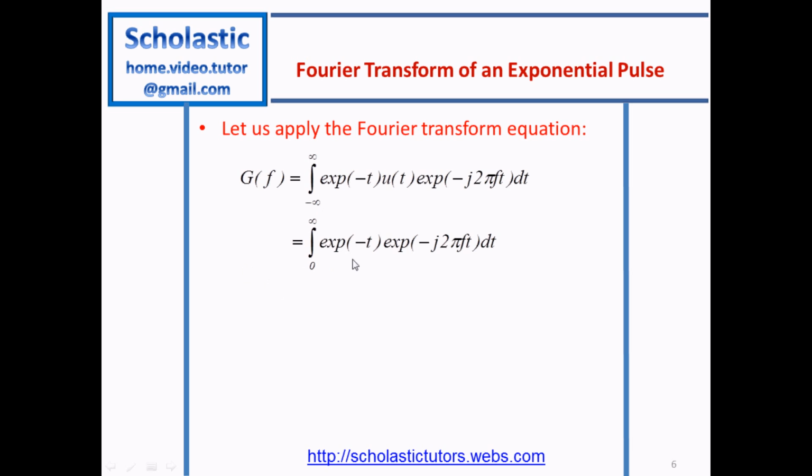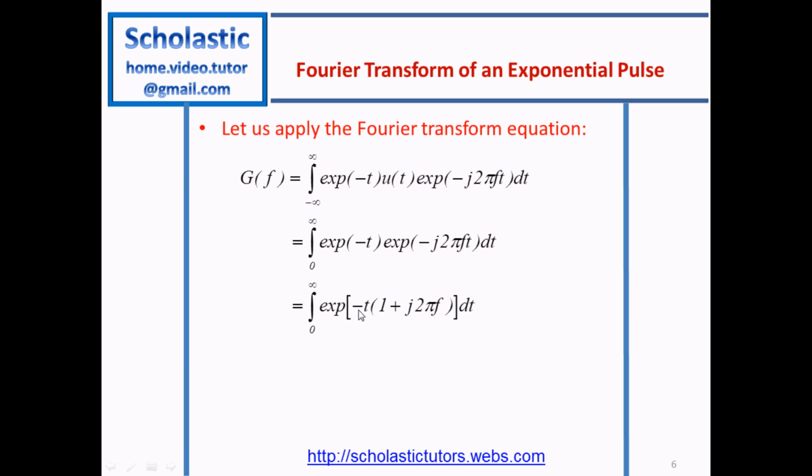So basically, instead of u(t) being here, you remove u(t) and change the integration limits from minus infinity to plus infinity into 0 to infinity, because below 0 the value of the function u(t) is 0, therefore the whole function becomes 0. So remove u(t), change the limits from 0 to infinity: exponential minus t times exponential minus j2 pi ft dt. And then we can combine these two to get this expression here, exponential times exponential. So you take the negative t out, times 1 plus j2 pi f, integral dt.